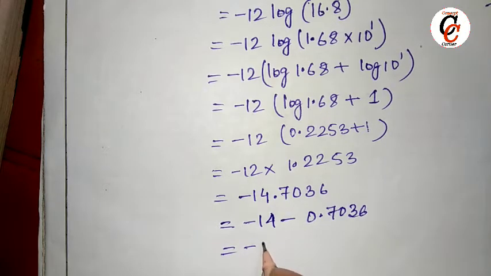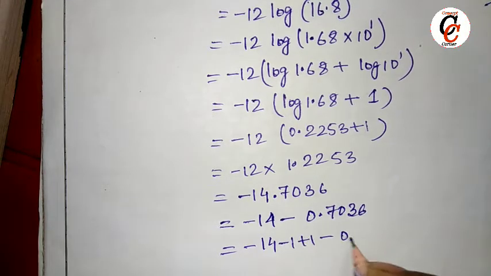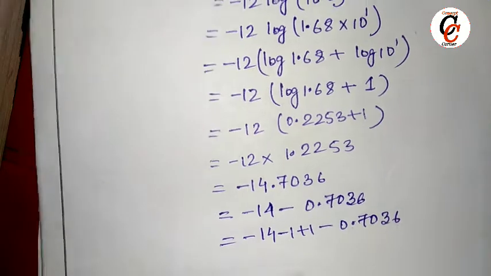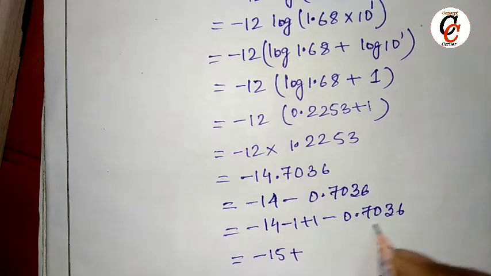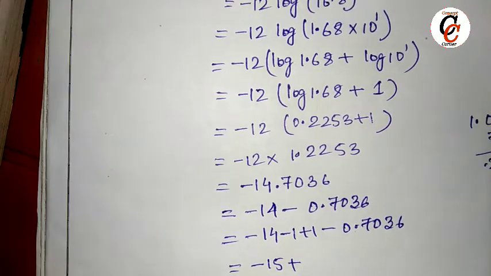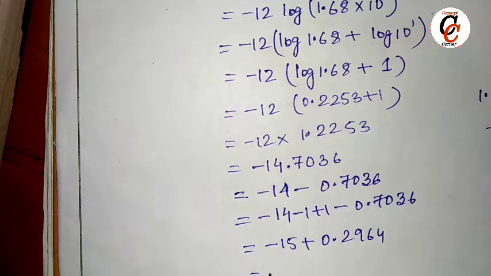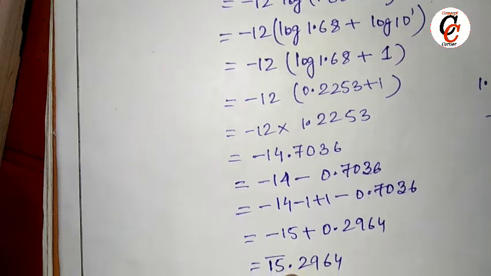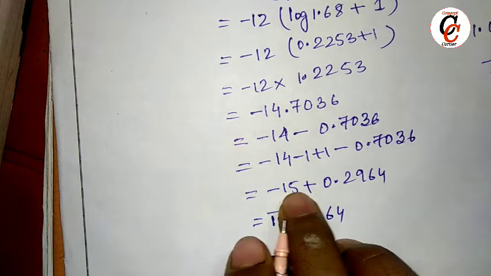So minus 14, since the Mantissa is in negative part, we have to add 1 and then subtract 1. So subtract 1, add 1, then 0.7036. So it will be minus 15 plus, when we subtract this number from 1 we will get the value 0.2964. Since minus 15 is the characteristic here, we can write 15 bar point 2964.